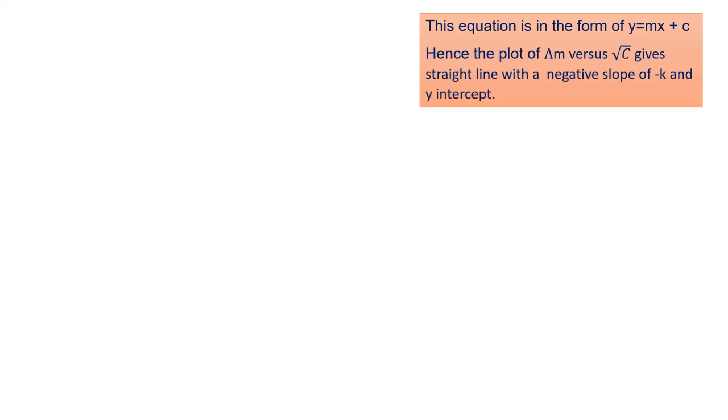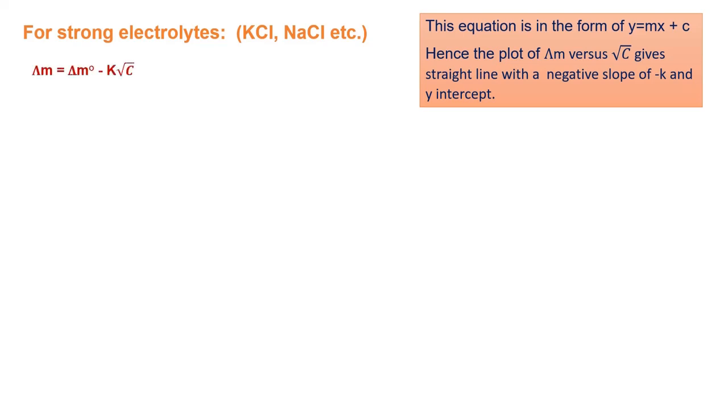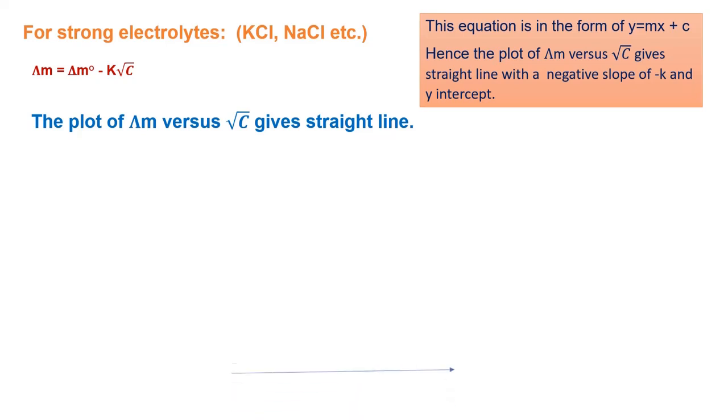Let us discuss the molar conductivity of the strong electrolytic solution versus concentration. The Kohlrausch equation is in the form of y is equal to mx plus c, and the plot of lambda m versus root C gives a straight line with a negative slope. Strong electrolytes, for example KCl and NaCl, are completely dissociated, and the Kohlrausch equation is lambda m is equal to lambda m naught minus k into root C. The plot of lambda m versus root C gives a straight line.